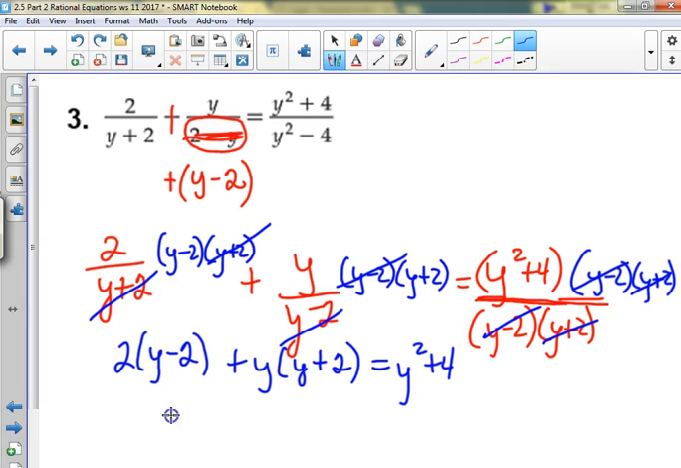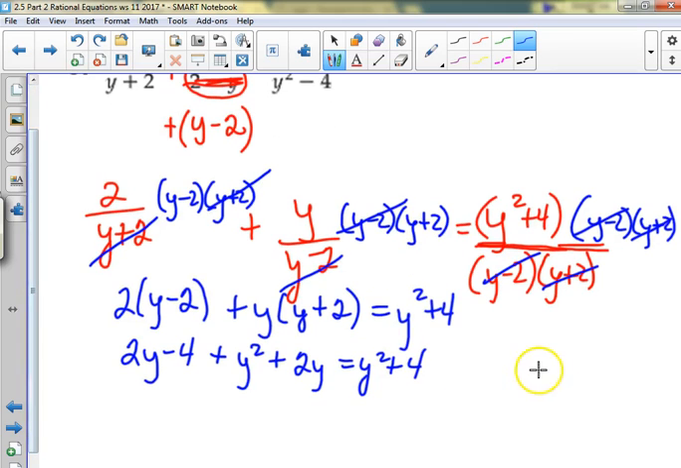Do you need me to look at what you did? Okay. 2y minus 4 plus y squared plus 2y equals y squared plus 4. What's the best news of the day so far? We can subtract out a y squared on each side, so we don't have a quadratic anymore. We have 4y on this side. If I add 4 over here, I get 4y equals 8.